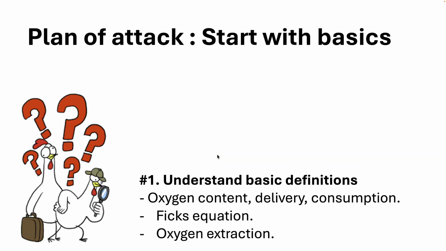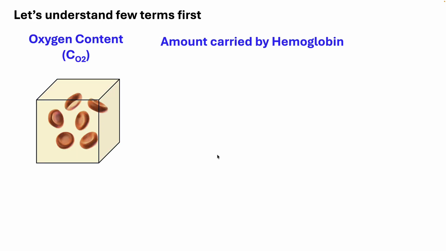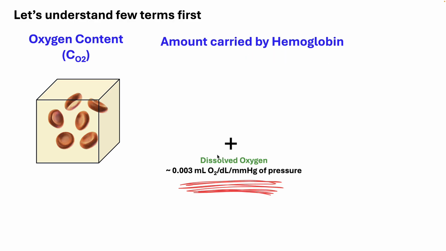Let's understand some basic definitions of oxygen content, delivery, and consumption, and understand what oxygen extraction is. The oxygen content is the total amount of oxygen carried in the blood, and that would be the amount carried by the hemoglobin and the one dissolved in the blood. The dissolved oxygen depends on your partial pressure multiplied by the factor of 0.003.